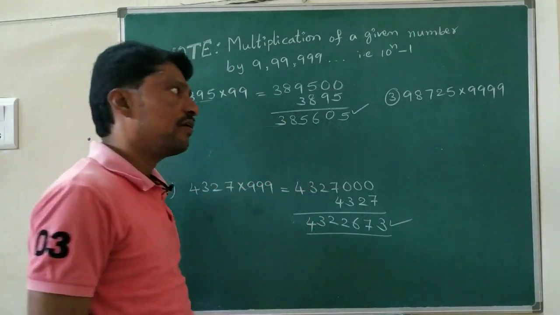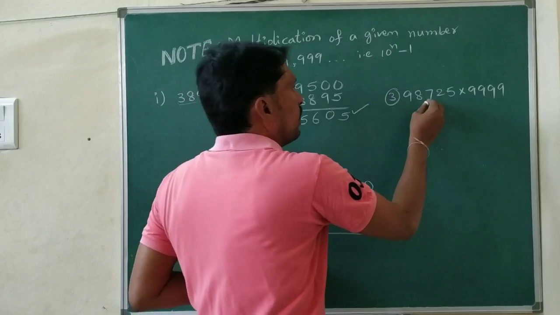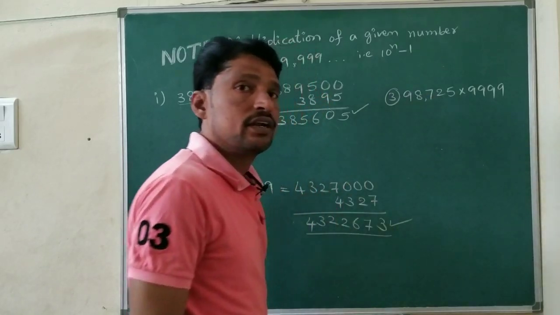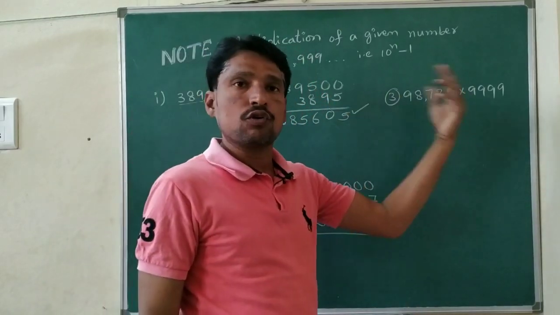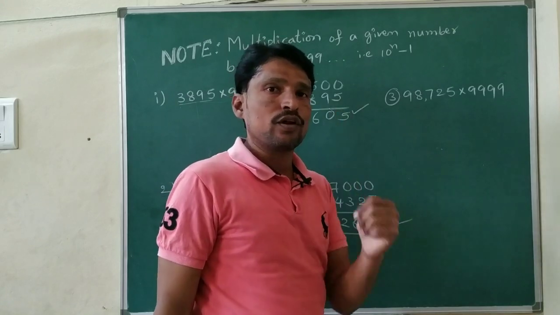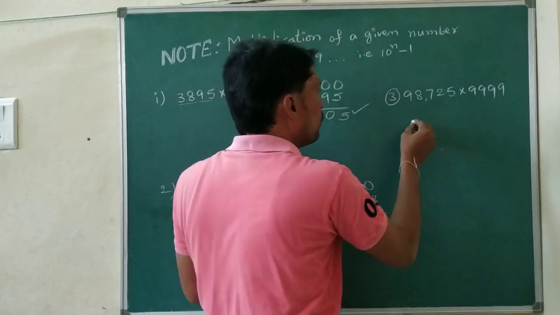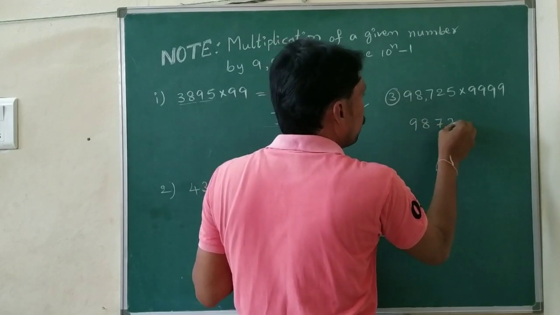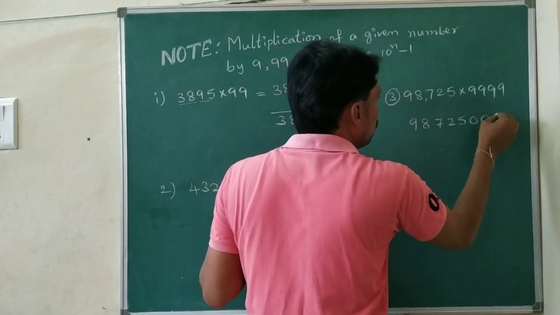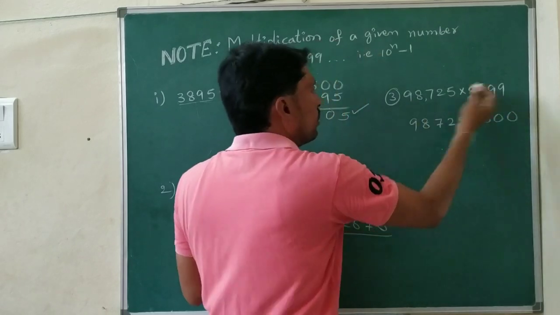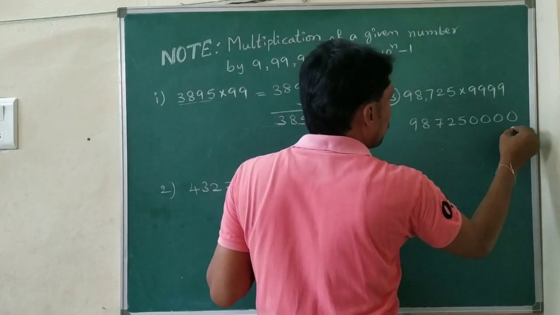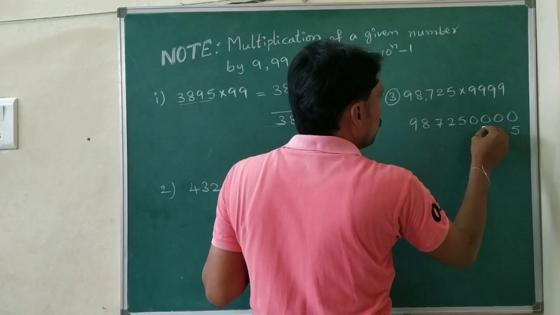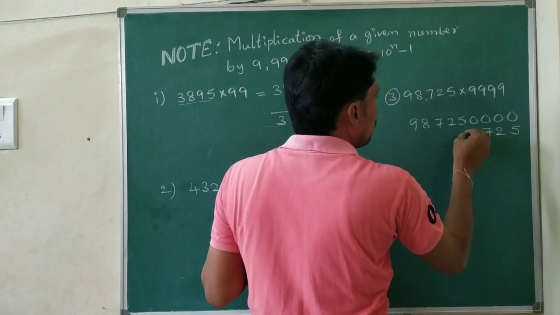Next, one more: 98,725 into 9,999. 4 nines, so we need to take 4 zeros. 98,725,0,0,0,0. What is the number? That number you can write from the back: 5, 2, 7, 8, 9.